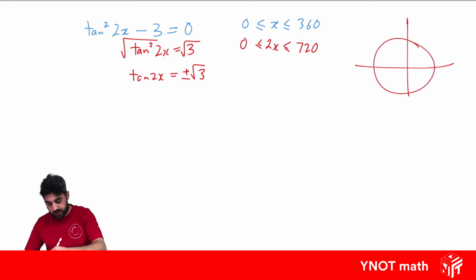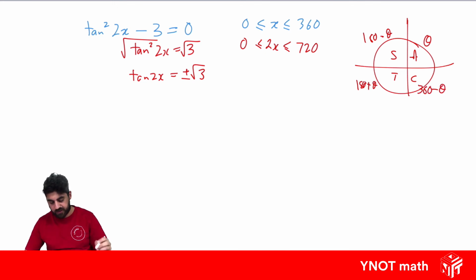Let's draw up our all stations to central diagram. That's our base angle, 180 minus our base angle, 180 plus our base angle, and 360 minus our base angle. Now this time we've got a trig function equaling plus or minus something. So what this is saying is, where is tan positive or negative? Well, tan is positive or negative in all 4 quadrants. It's positive, negative, positive, and negative. So we need to consider all 4 quadrants this time.